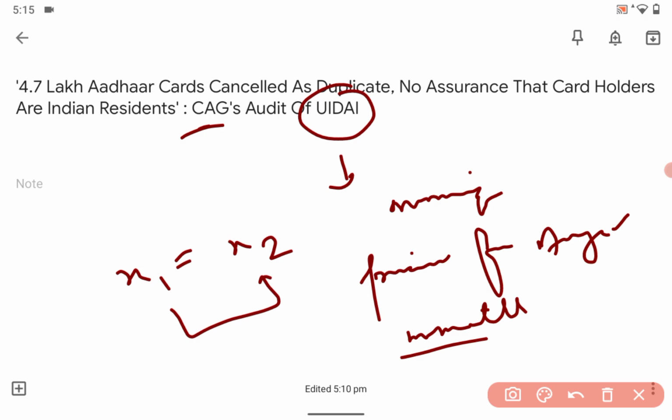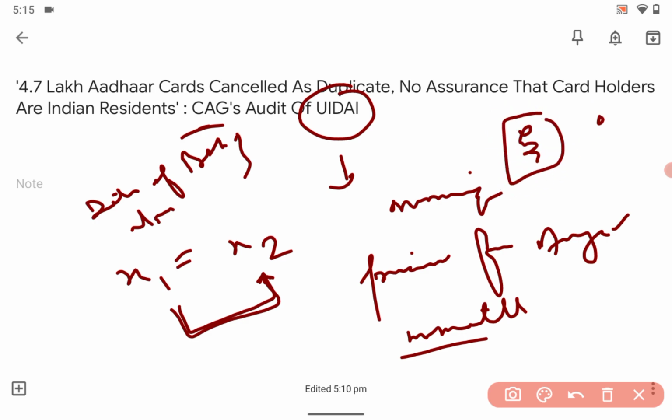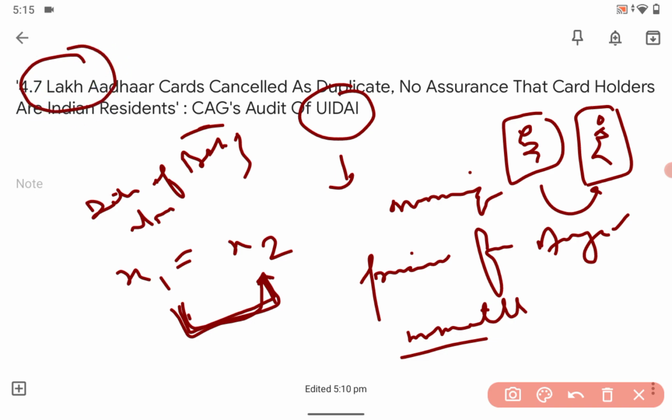There are so many duplicate Aadhaar. Why are there duplicate Aadhaar? Because when a person puts in the date of birth or name together, the system should show that a duplicate already exists. But their algorithm has totally failed. One person living in one state goes to another state and makes another Aadhaar card by giving the same details, and still their algorithm fails to show it. That's why 4.7 lakh were cancelled.